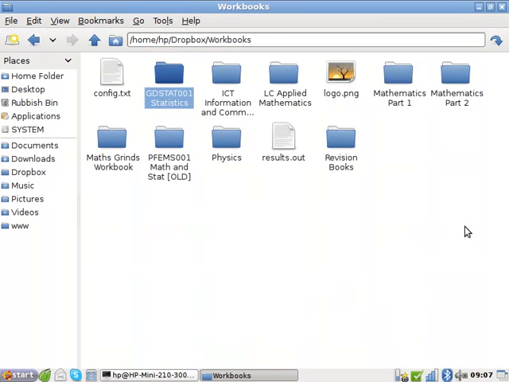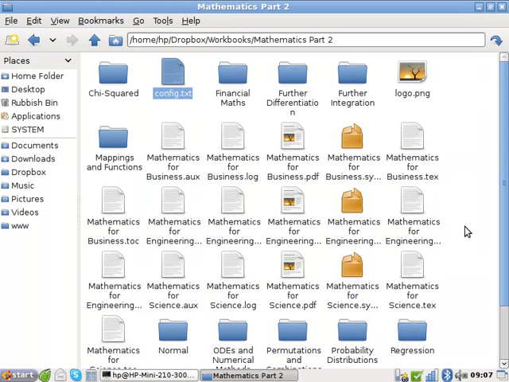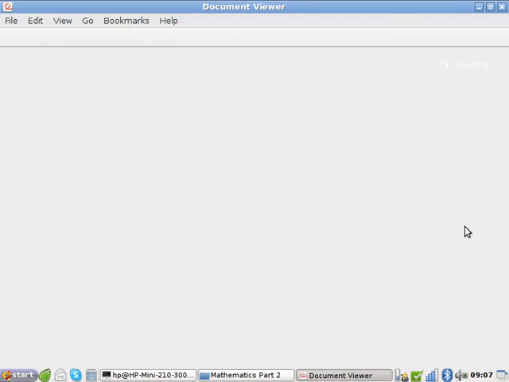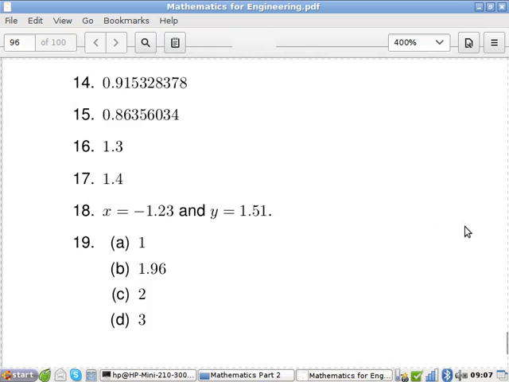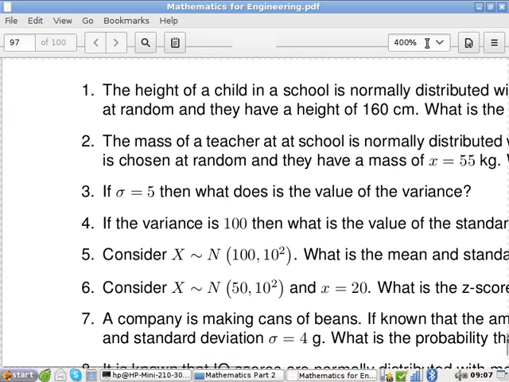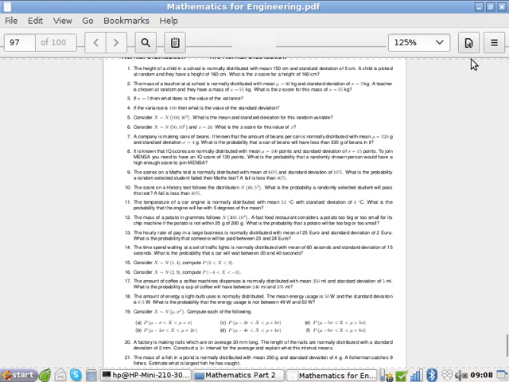Workbook. Maths part 2. Breakfast. Yeah. Woke up early. Too early? 7. It's okay. Oops.